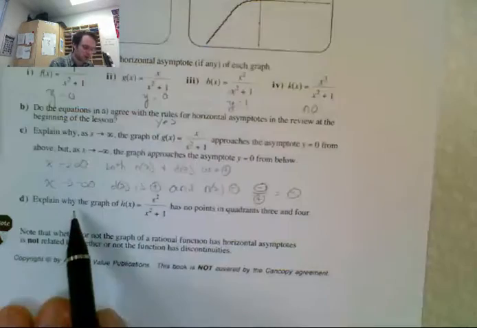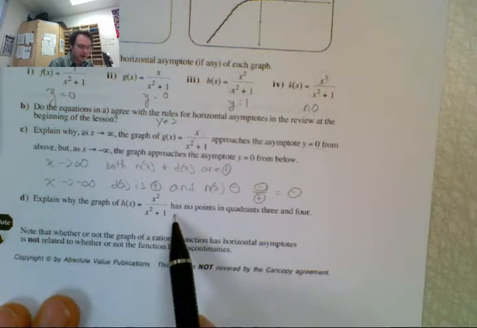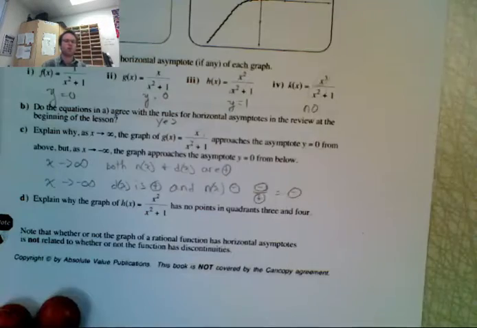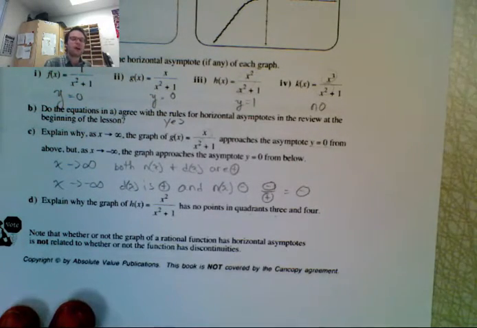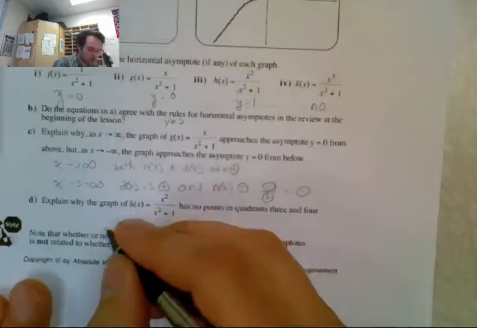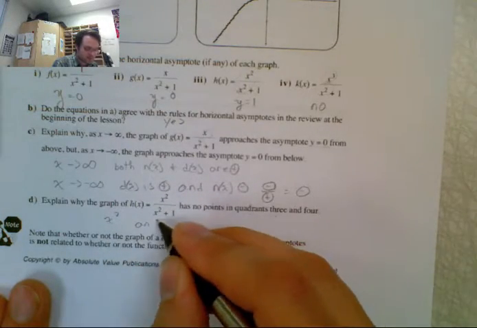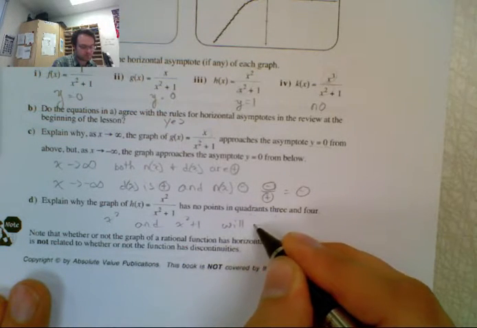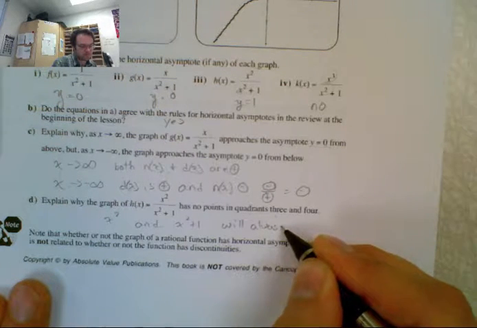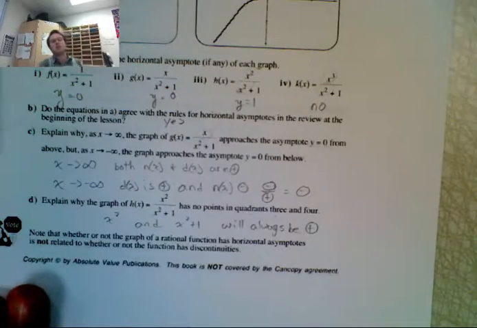Okay? Now it says explain why the graph x squared all over x squared plus 1 has no points in quadrant 3 and 4. Well, this one has no points in quadrant 3 or 4 because no matter what, I can't get a negative number. Both x squared and x squared plus 1 will always be positive, because anytime you square a number, it's going to give you a positive. Okay?